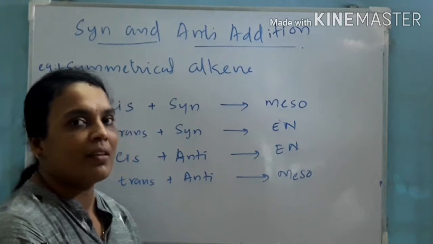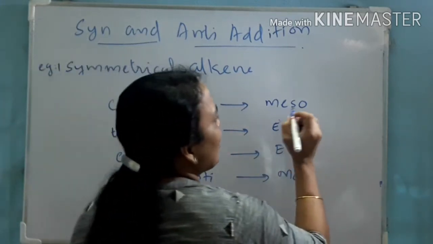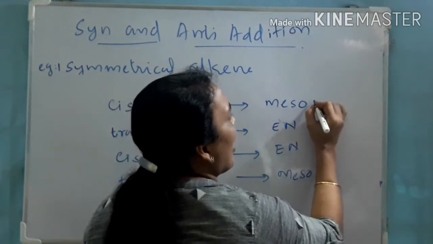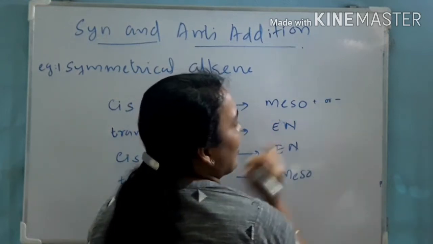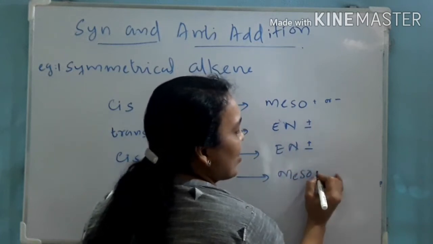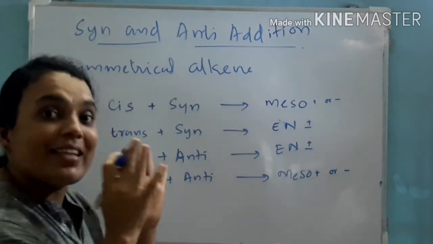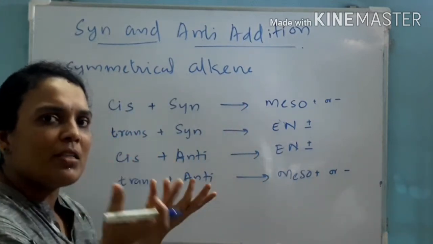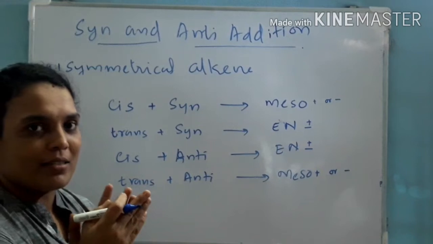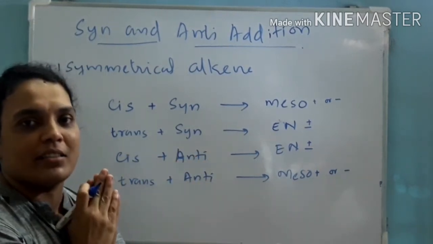Got it? There is a trick to remember this. Just remember, meso means either plus or minus. Enantiomer means plus and minus. Either plus or minus. Let us remember like that. Meso means either plus or minus. Enantiomer means both plus and minus are there.